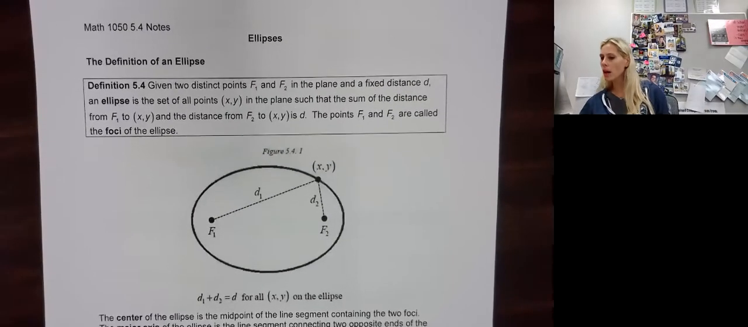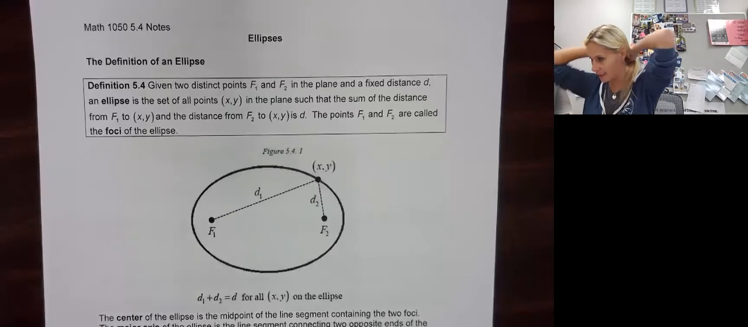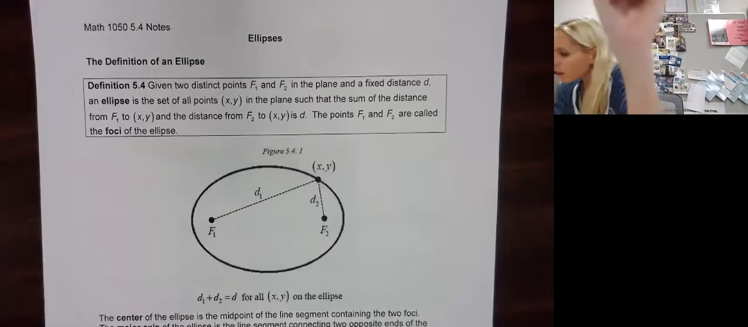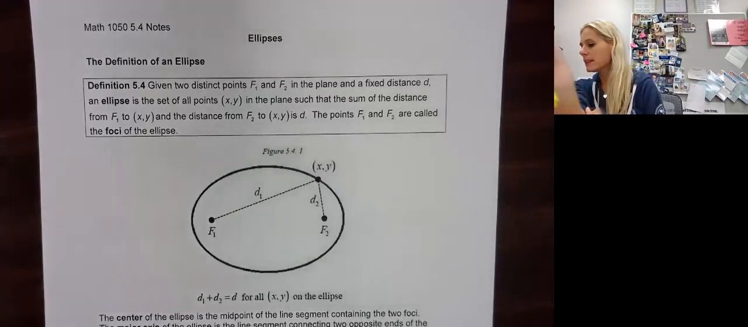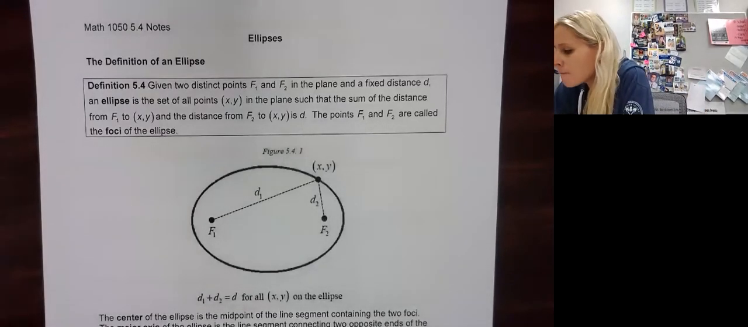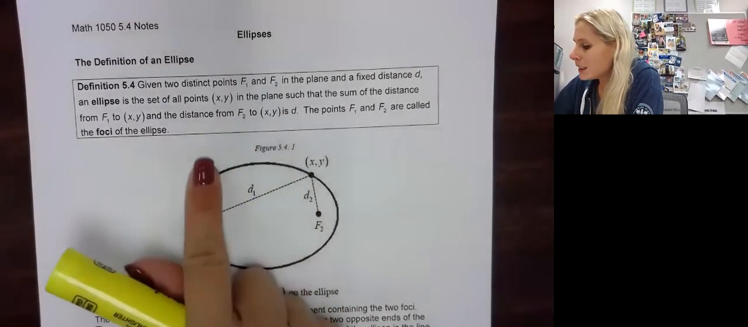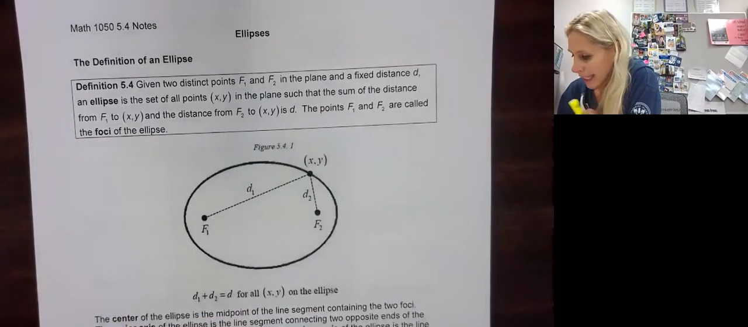All right, guys, so we're on to 5.4, which is now ellipses. So let's define what an ellipse is. Given 2 points F1 and F2 in the plane and a fixed distance D, an ellipse is a set of all points x, y in the plane such that the sum of the distance from F1 to x, y and the distance from F2 to x, y is D. So no matter what x, y you pick, your D1 and D2 added together will be the same thing.